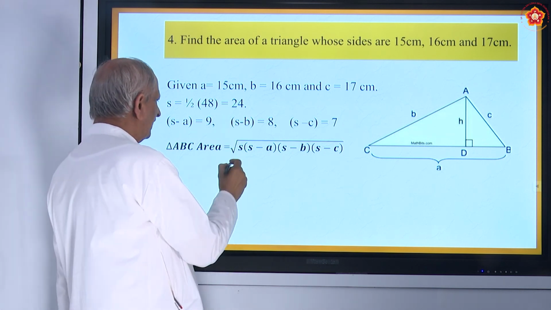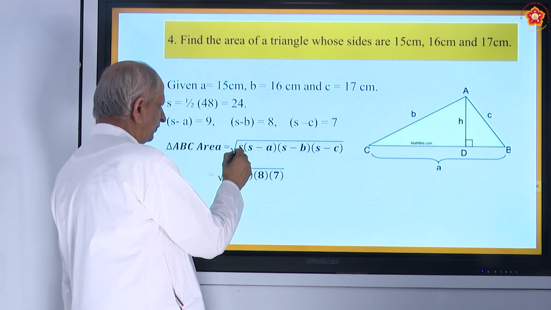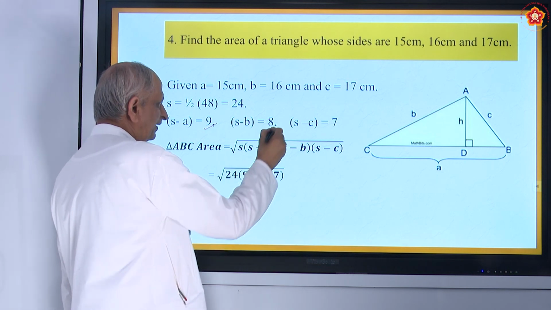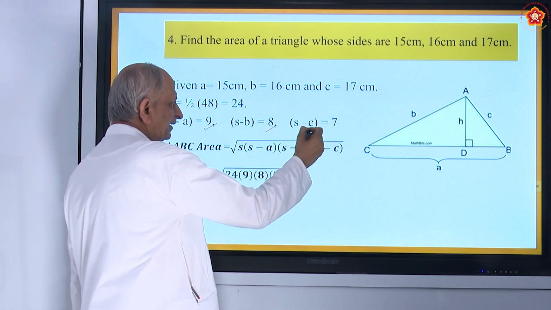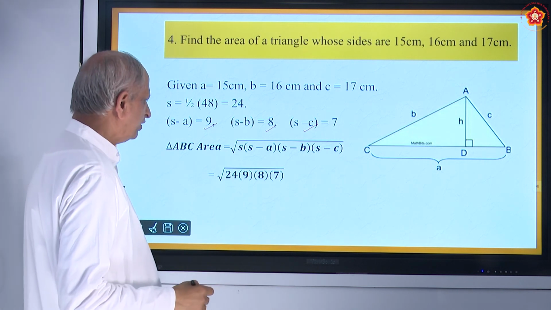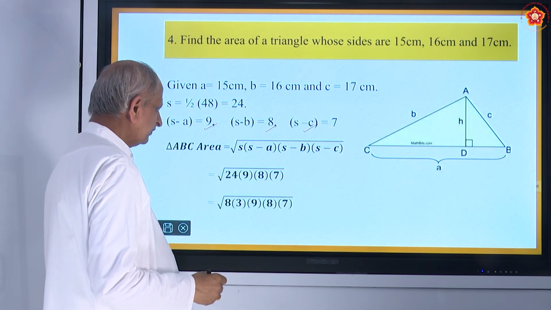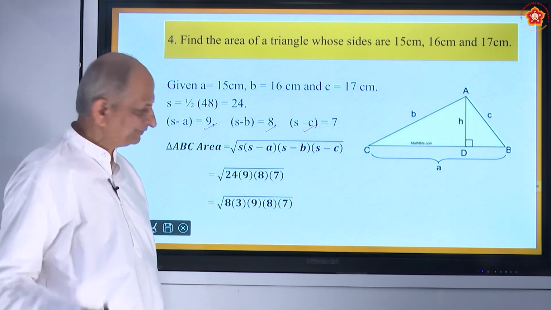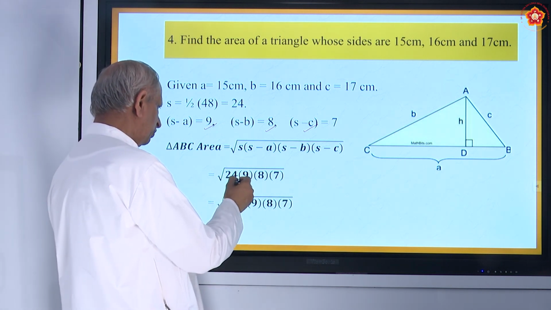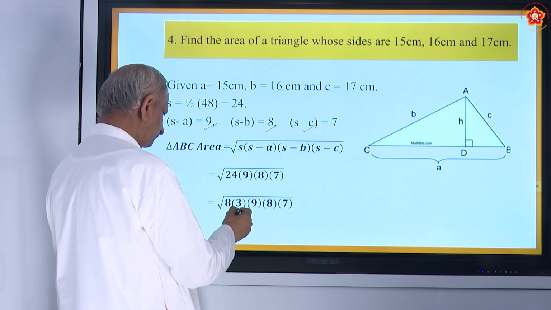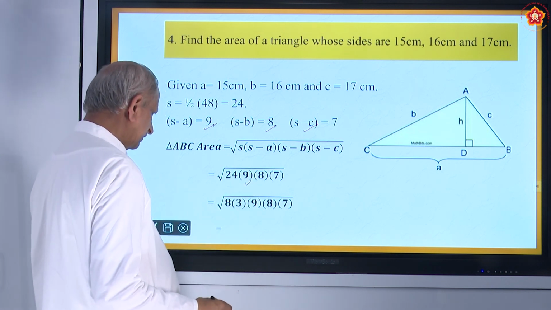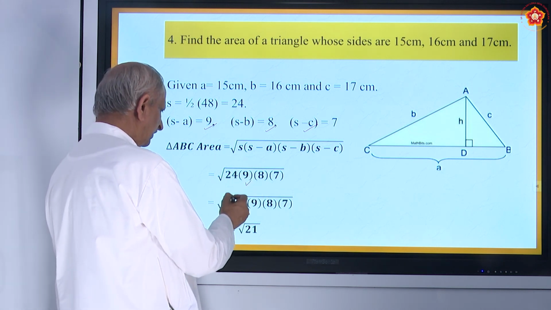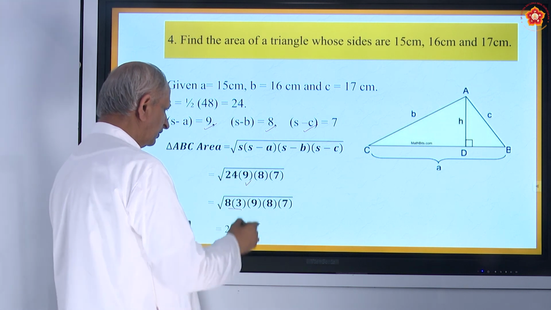Okay. Now let us apply this. First step. What is S? 24. S minus A, 9. S minus B, 8. S minus C, 7. So 24 into 9 into 8 into 7. How to find the root? Need not multiply the whole thing. Try to use your skills. For example, you have root of 9, you know it already. And here 24 can be written as 8 into 3, 9 into 8 into 7.